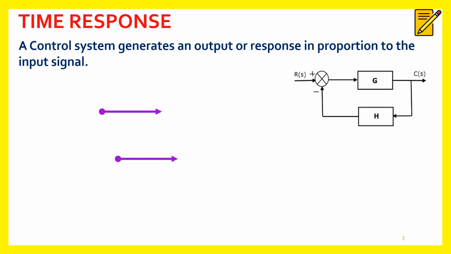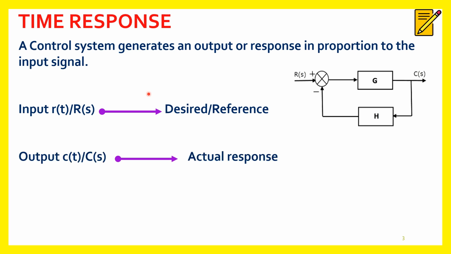Here, the notations involved are R of S, which refers to a controlled reference input, and C of S, which represents the controlled output in the Laplace domain. If it is given as R of t, C of t, those parameters are with respect to the time domain. G represents the open loop transfer function or plant or process transfer function. H represents the feedback element. Here, the input R of t or R of S corresponds to the desired reference input. The output C of t or C of S corresponds to the actual response.